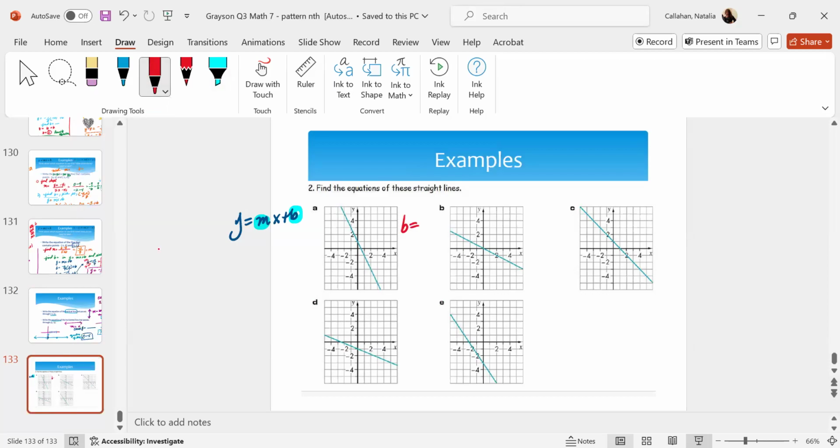The y-intercept is always going to be on which axis? Yeah, it's called the y-intercept because it's always on the y-axis, right? This is the y-axis right there, right? Where do you see the graph crossing this line? Yeah, right there. So b equals 1, right? So put 1 right there.